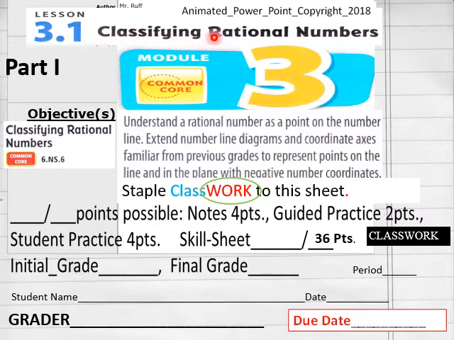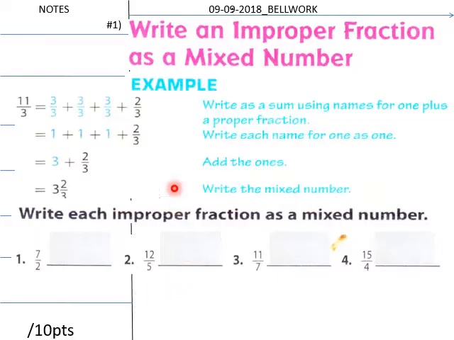3.1, classifying rational numbers, classwork, 36 points. Here is the bell work for this lesson, writing an improper fraction as a mixed number. So you go from here to here, and then here's your process of doing that. Write each improper fraction as a mixed number. Students, get on that. 7 over 2, 12 over 5, 11 over 7, 15 over 4.